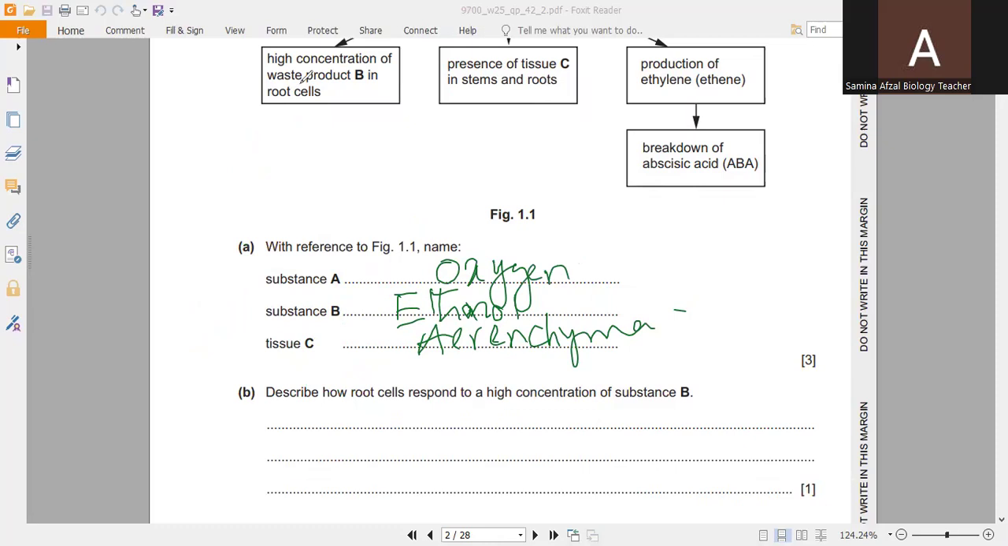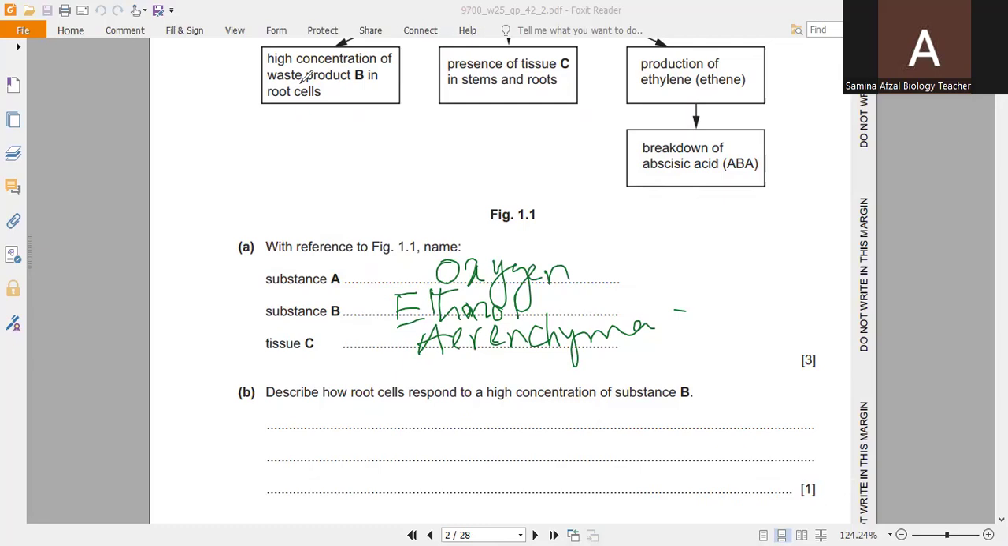Now, part B of this question is to describe how root cells respond to a high concentration of substance B. Substance B, ethanol, is produced as a result of a shortage of oxygen. Root cells increase the production of an enzyme called ethanol dehydrogenase. This enzyme helps break down ethanol, and the primary goal is to keep the glycolysis pathway running.